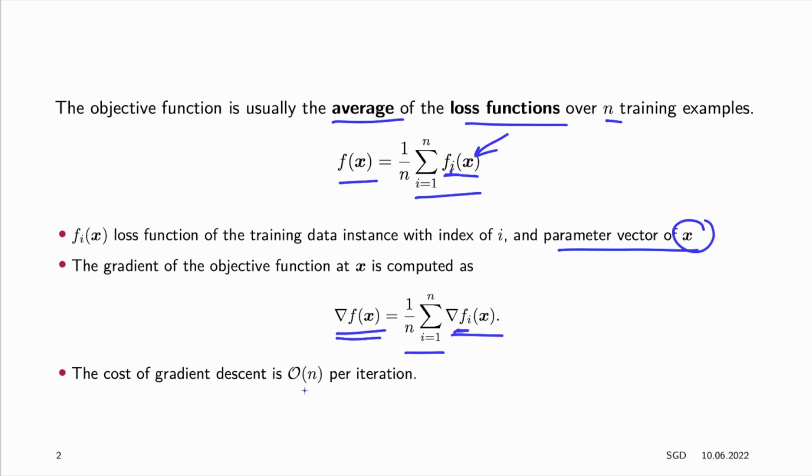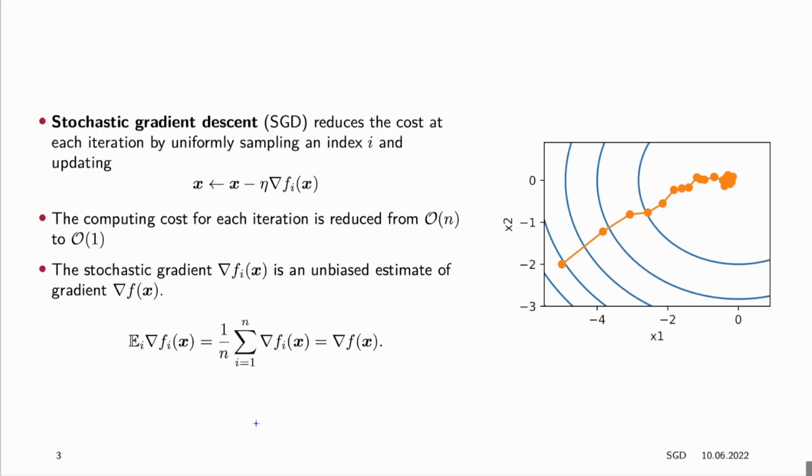Now the cost of computing all of these gradients is, well, n of them, so the cost of computing this gradient, which is the average over n of them, is O(n) per iteration. Stochastic gradient descent reduces the cost of each operation by uniformly sampling a single data point i and computing the gradient and the objective function only for this one data point. So you're only looking at one of those n losses.